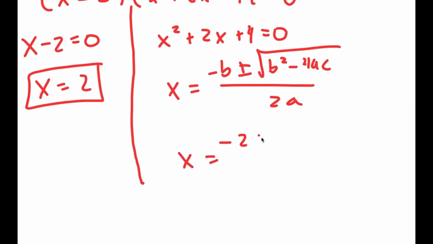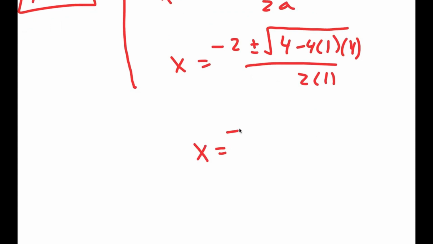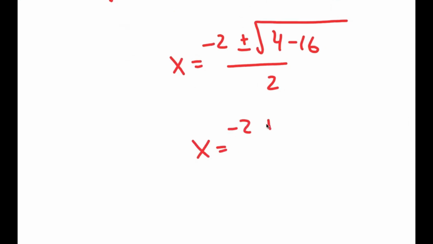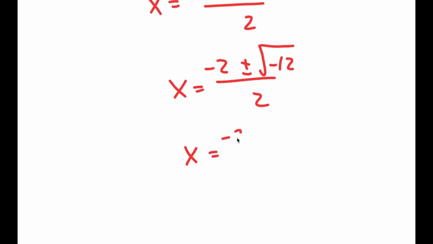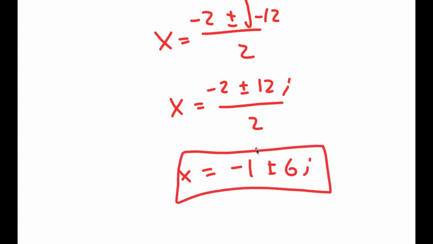So I get negative 2 plus or minus the square root of 2 squared, which is 4, minus 4 times a, which is 1, times c, which is 4, all over 2a, so 2 times 1. And this turns into negative 2 plus or minus the square root of 4 minus 16 over 2, which is equal to negative 2 plus or minus the square root of negative 12 over 2, which is equal to negative 2 plus or minus 2√3 i over 2, which is equal to negative 1 plus or minus √3 i. So these are the two more solutions to this equation.